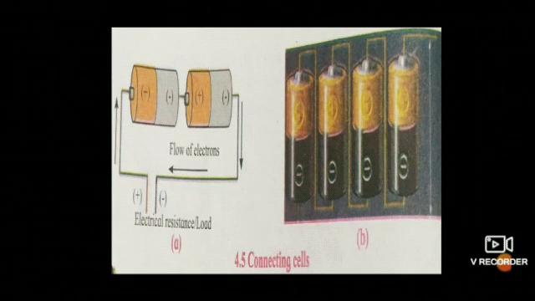Connecting cells, as you can see in the given picture: to obtain more potential difference than that of a single cell, more than one electric cell is connected in an electric circuit. By doing this, it is possible to obtain higher current. If the cells are connected in series, the connection of cells is known as a battery of cells. You can see in the given picture, 2 cells, here 4 cells are connected in such a way that electric current can flow through it.